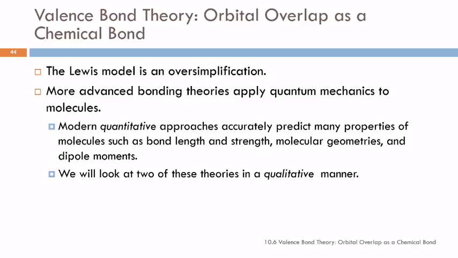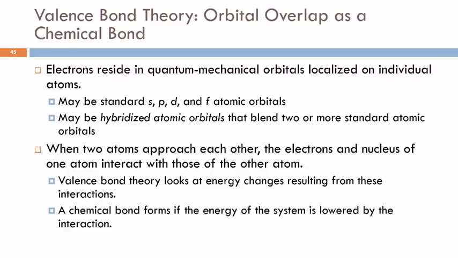The modern quantitative approaches are very good at predicting bond length and bond strength, molecular geometries and dipole moments. They're quantitative. They involve a lot of math. We're not going to deal with them in their quantitative glory. We're going to look at two of them in a very qualitative manner. So the first one is valence bond theory.